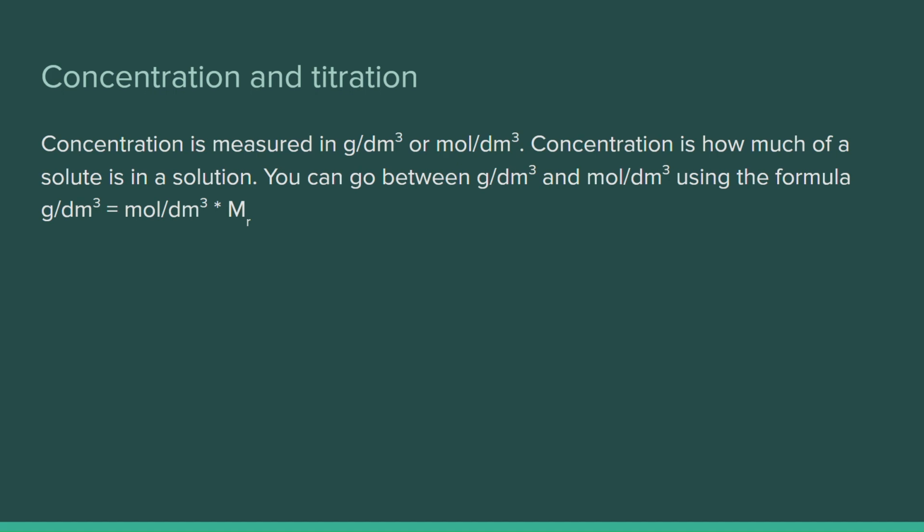So, concentration and titration. Well, this is a long topic. Concentration is measured in grams per decimeter cubed or moles per decimeter cubed. Concentration is how much of a solute is in a solution. You can go between grams per decimeter cubed and moles per decimeter cubed using the formula grams per decimeter cubed equals moles per decimeter cubed times Mr.